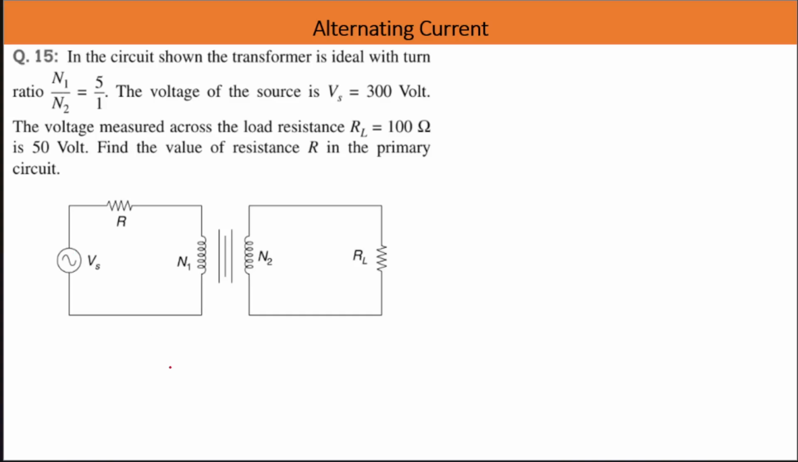Let us for now solve this one, and we are given one ideal transformer. ठीक है, आइडियल ट्रांसफॉर्मर मीनिंग सबसे पहले तो ये समझो कि ट्रांसफॉर्मर सर्किट कैसा दिखता है. So there will be one primary circuit and another secondary circuit.